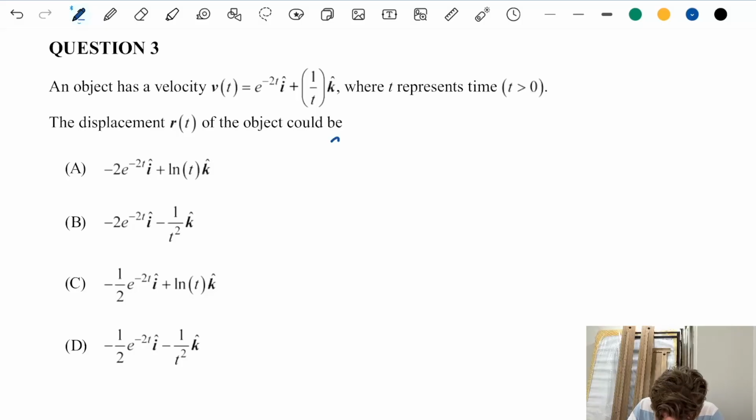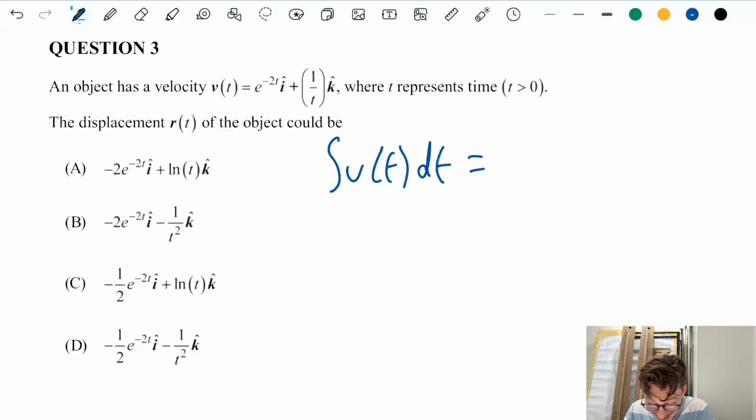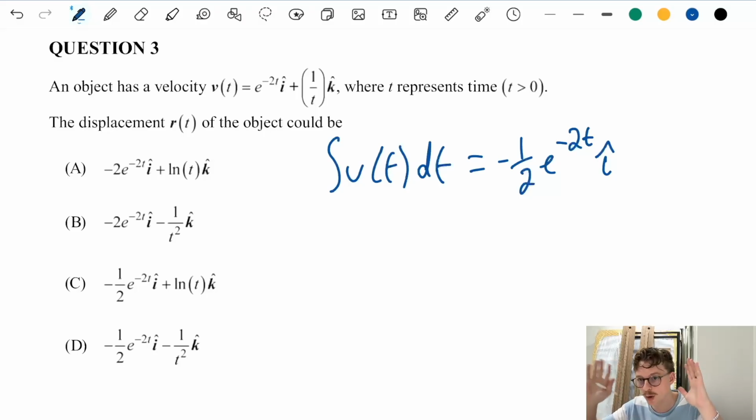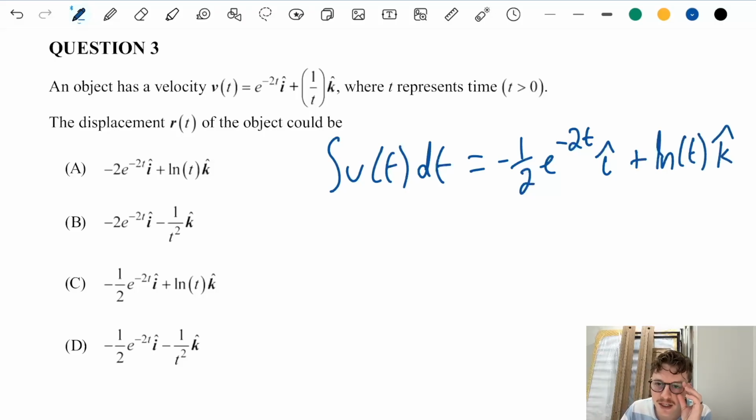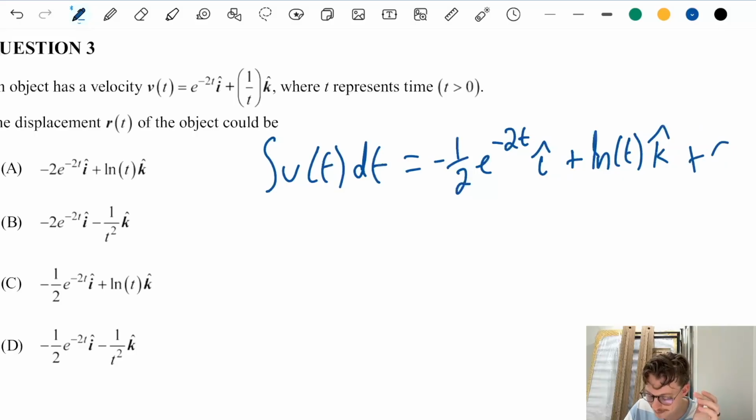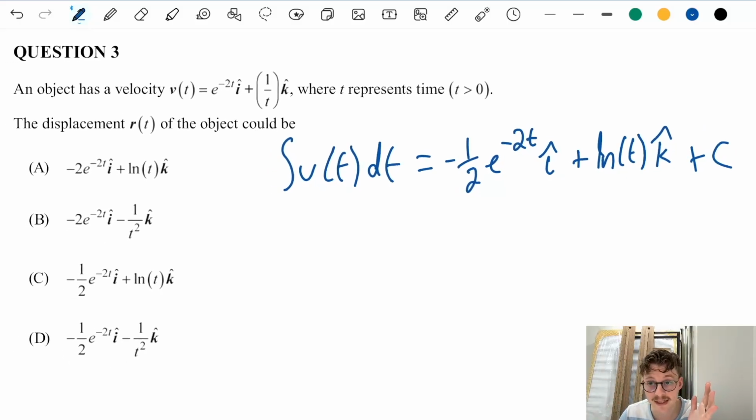I'm going to integrate my velocity equation. If I integrate v of t with respect to t, I'm going to wind up with, well, if I integrate e to the negative 2t, I simply just divide by the bit that's in the power. If I do that, I'm going to wind up with negative 1 over 2 e to the negative 2t i. And hopefully we should be able to differentiate 1 over t, right? It's like t to the negative 1, raise the power, it goes to 0. Oh no, problem. It's going to be a natural log. So I'm going to wind up with plus the natural log of t k. And look, I guess I should consider, right? I'm integrating. Plus c exists here, and I can consider my plus c.